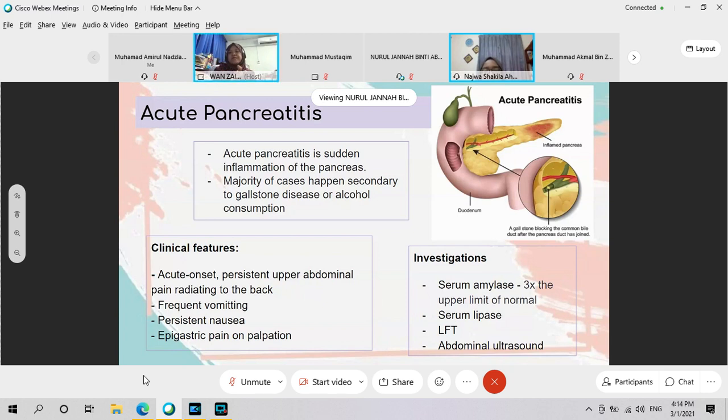Itulah saya cakap. Dia punya slide ni tak membantu apa-apa. Okay, continue. Okay. Serum lipase, conversion test, and abdominal ultrasound. So, slide.